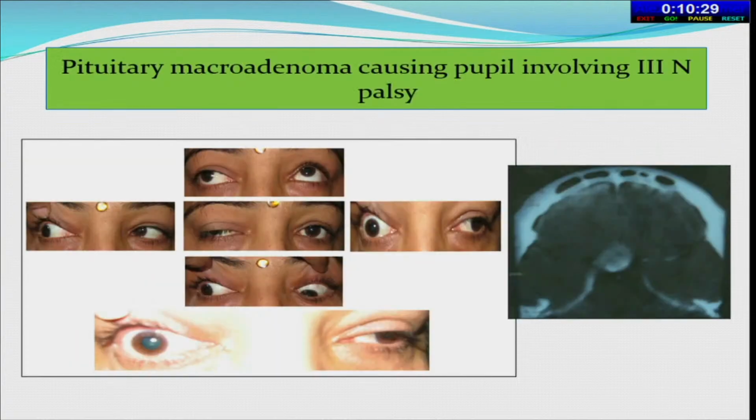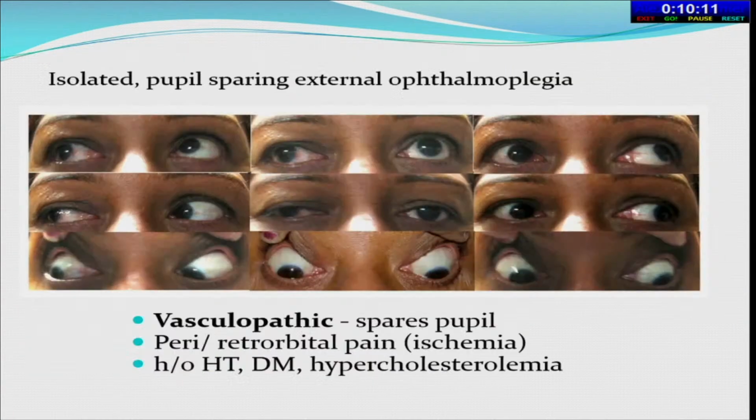This is another case showing pupil-involving third nerve palsy. On the right side, you can see there is complete external ophthalmoplegia, but there is also an anisocoria. And on imaging, although CT is not a good modality, this was done outside. So on CT, we had a huge pituitary adenoma there.